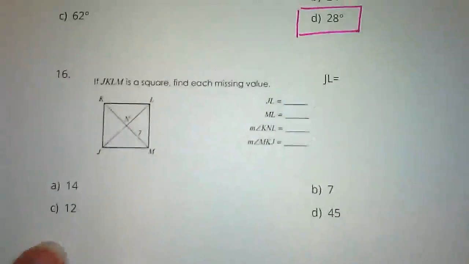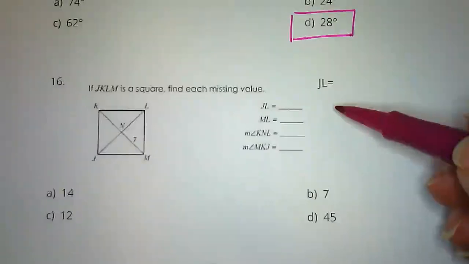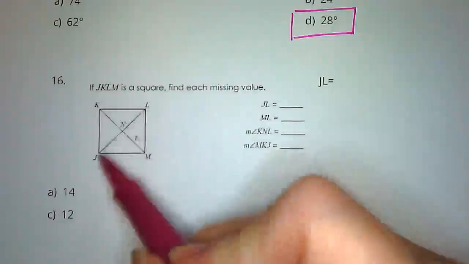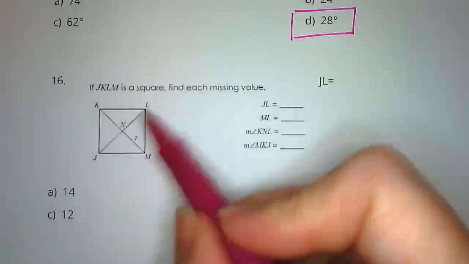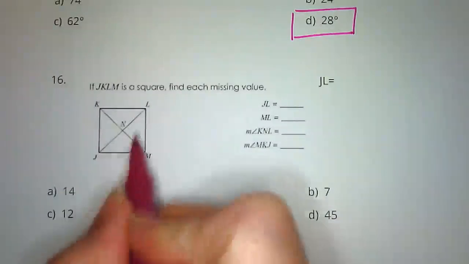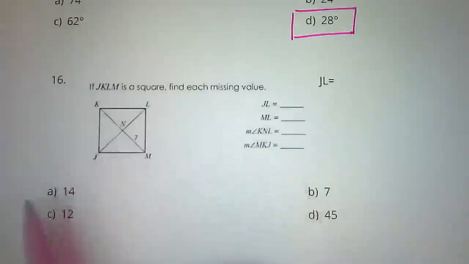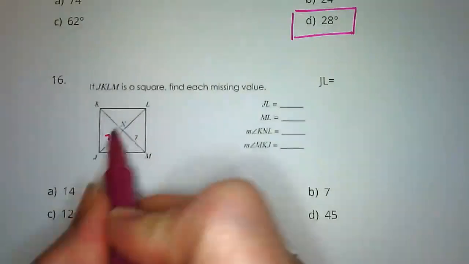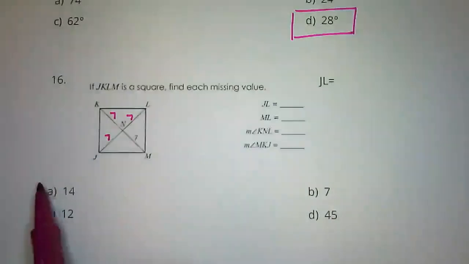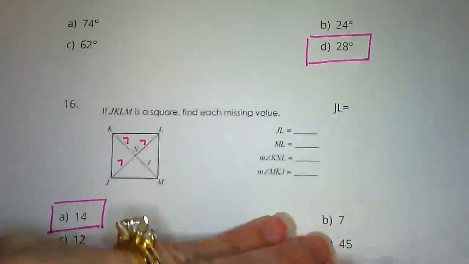Now we're moving on to a square, and we're asked to find JL. Actually it's a segment, not a side. JL is right here. What we know about a square is that all four of these are congruent triangles, and the diagonals bisect each other, so all of these are 7. So 7, 7, 7. JL is 14.